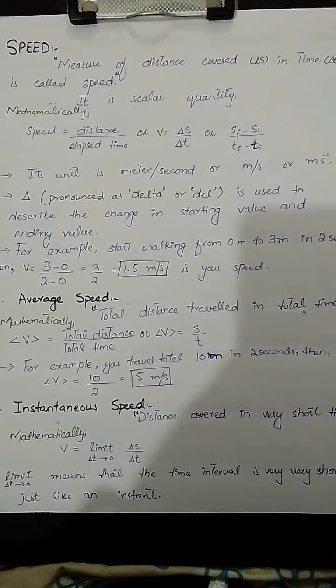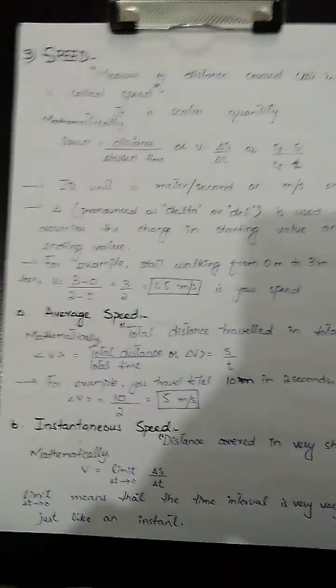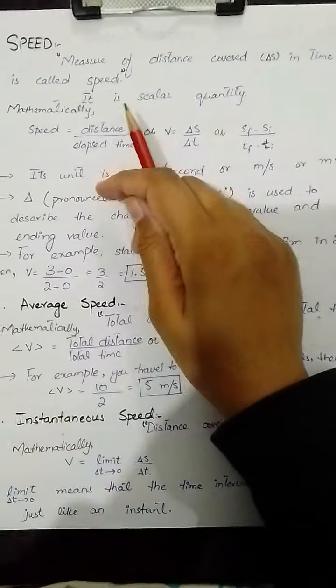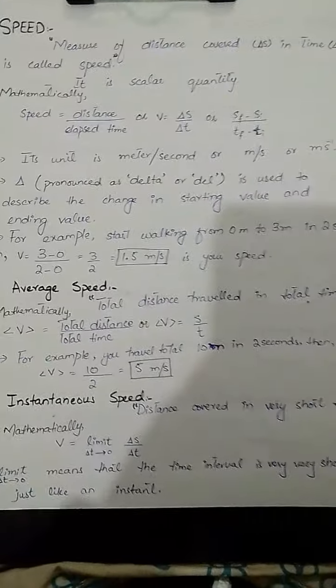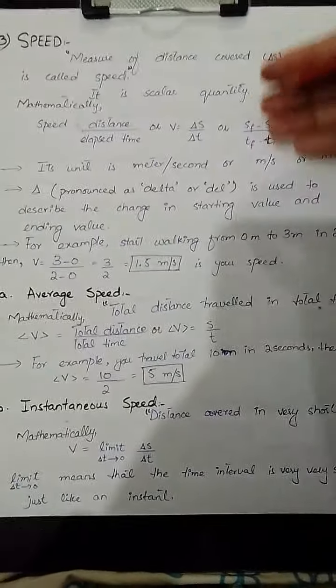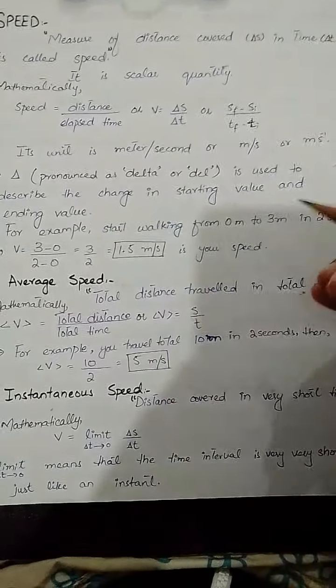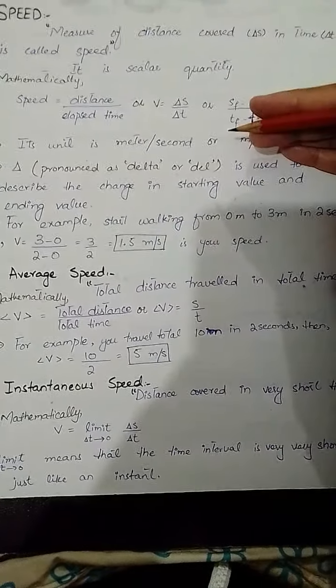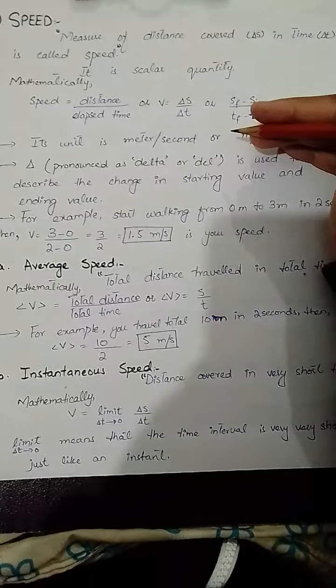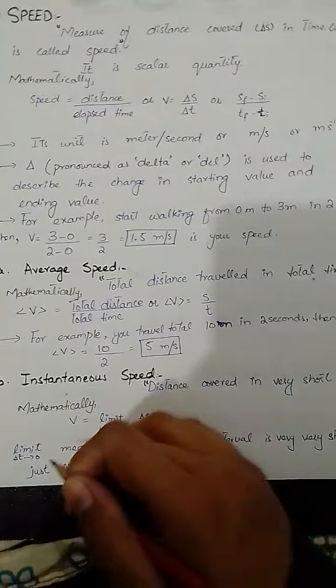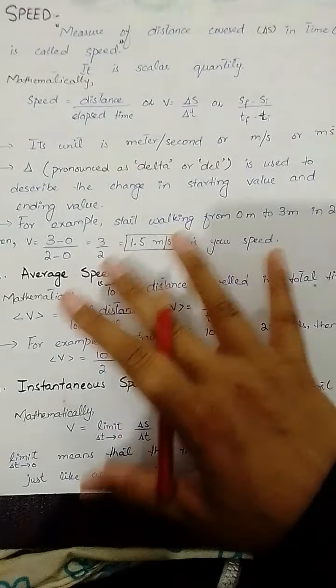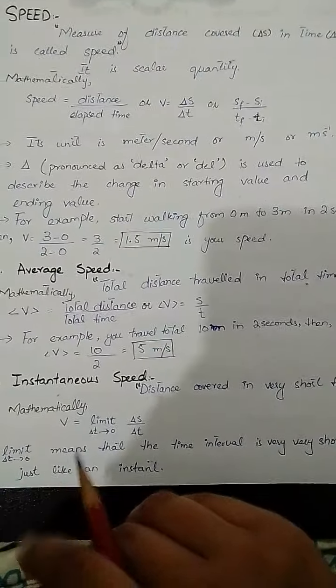The third term that we are going to discuss is speed. Speed, as we know, is the measure of distance covered in unit time or in a specific time. So within a specific time, whatever distance you cover, that would be your speed. For example, if you cover 5 kilometers in 30 minutes, then 5 kilometers divided by 30 minutes would be your speed, right?